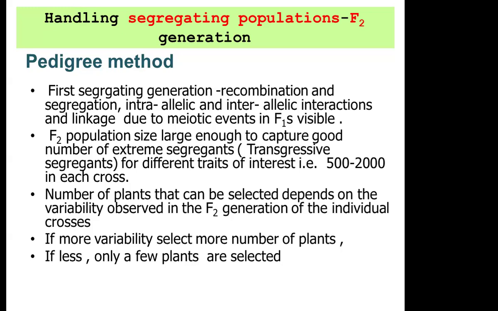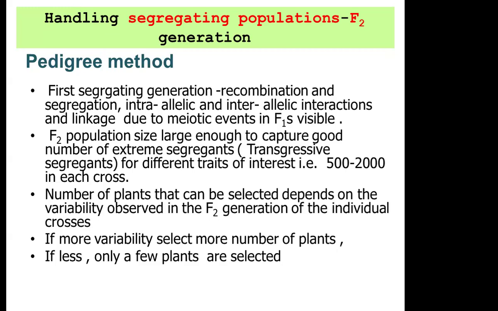Maybe at the time of hybridization we could not make the male and female flowering coincide, so in that cross we might have done fewer pollinations. That might be one of the reasons. Otherwise, the nicking ability itself may be low between the parents involved. If the variation is low in a particular cross, we can select only a few plants; if there is more variability, you can select more plants.